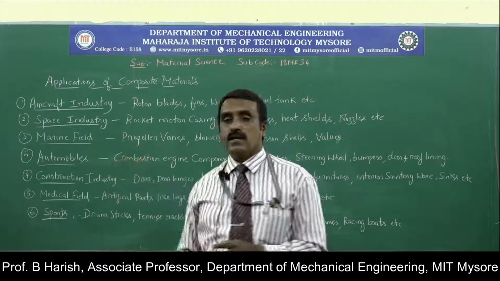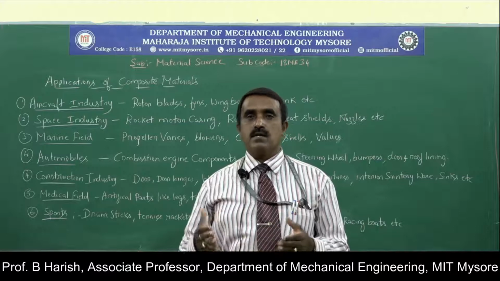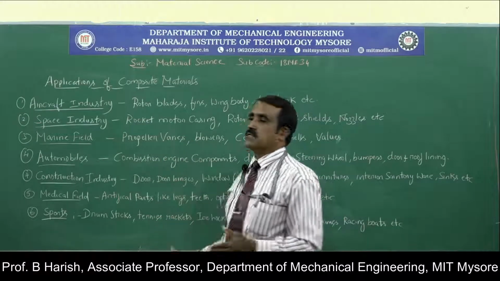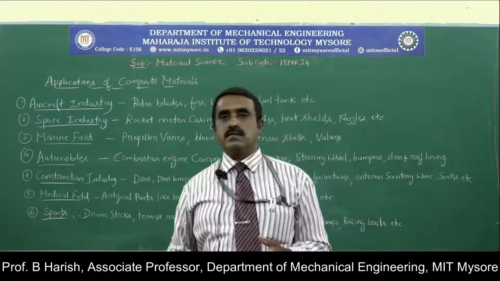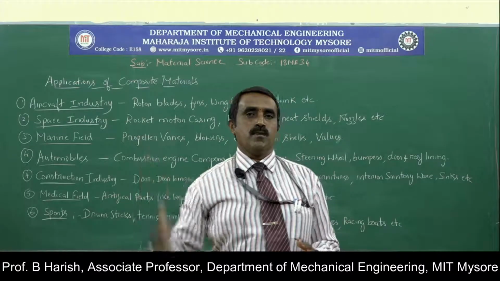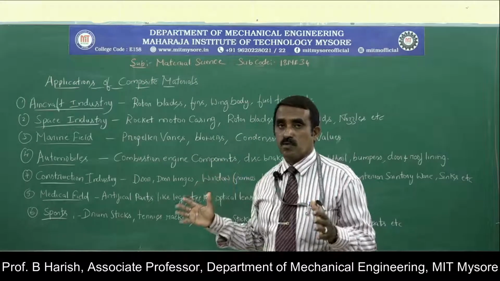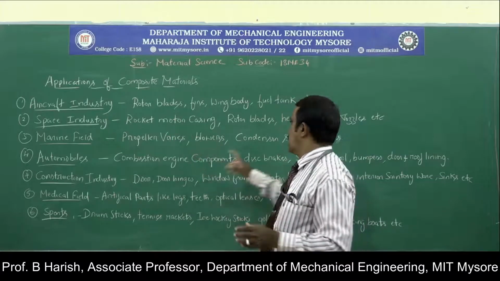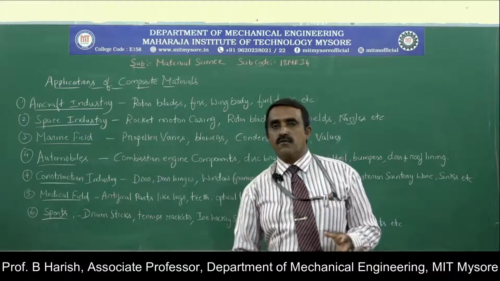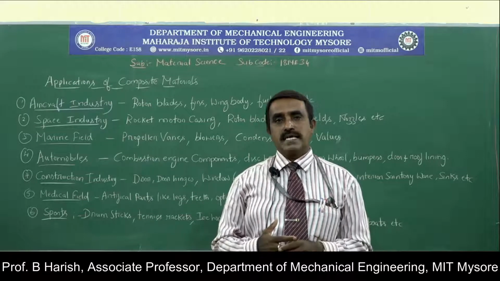Next, come to the marine field. Marine field is nothing but the water field. In water also, composite material is used. Here, propeller vanes: ships will have propeller vanes, which as they rotate generate the energy required for the movement of the ship. Then blowers, very big blowers, made up of composite material. Then condenser shields, valves, etc. These are all the components related to the marine field where composite material is once again extensively used.